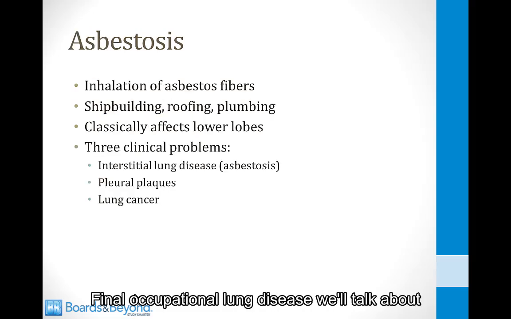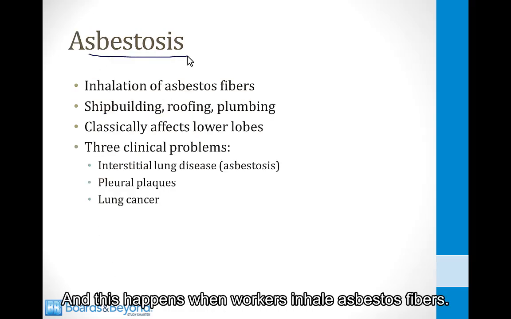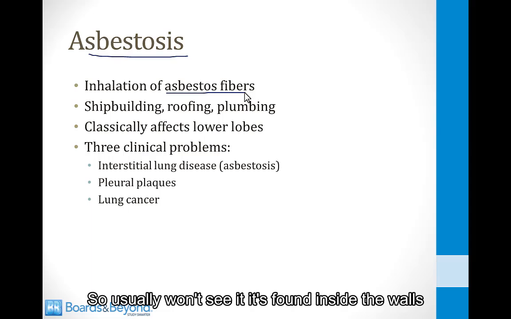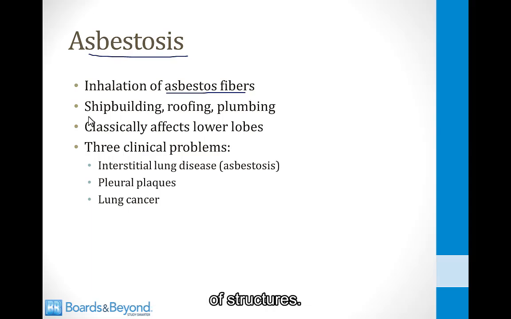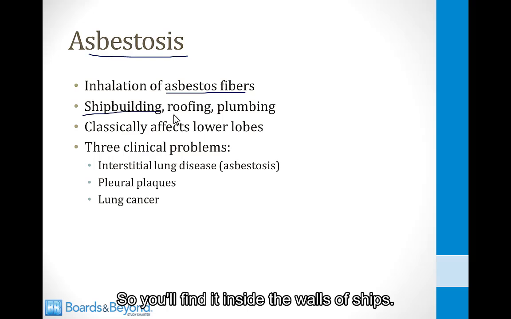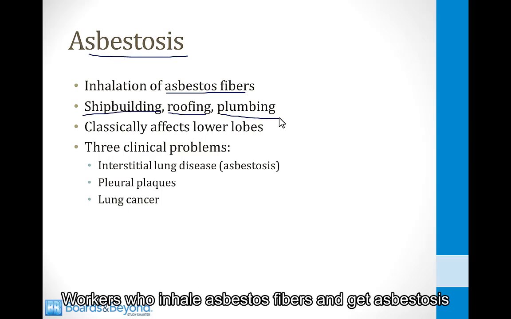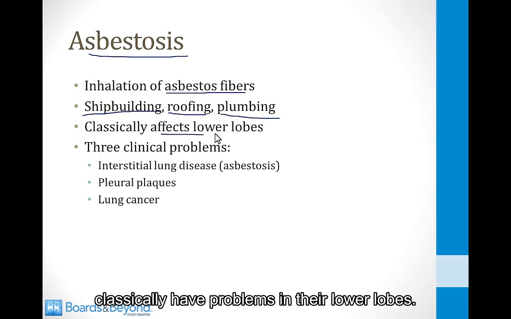Final occupational lung disease we'll talk about is asbestosis, and this happens when workers inhale asbestos fibers. So asbestos is used for insulation. It's very strong, it's fire resistant, so you usually won't see it. It's found inside the walls of structures. So you'll find it inside the walls of ships, you'll find it under roofs, and you'll find it surrounding pipes in plumbing. Workers who inhale asbestos fibers and get asbestosis classically have problems in their lower lobes.